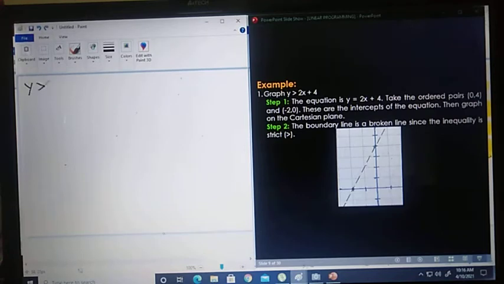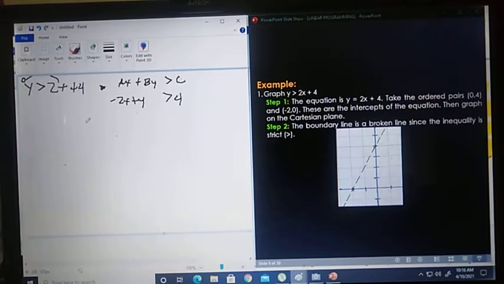Y is greater than 2x plus 4. Let's convert this one into ax plus by is greater than c muna. Okay? And then gawin natin siyang inequality. So i-move natin ito, di ba? Punta doon. So magiging negative 2x plus y is greater than 4. Kahit di mo na gawing equality na gawing symbol ng equal to, basta gets mo na yung process, madali lang yan.